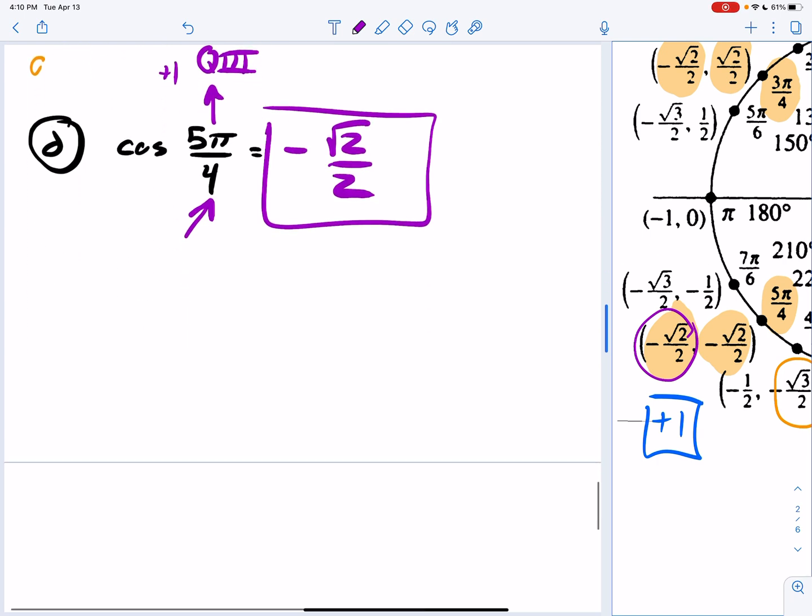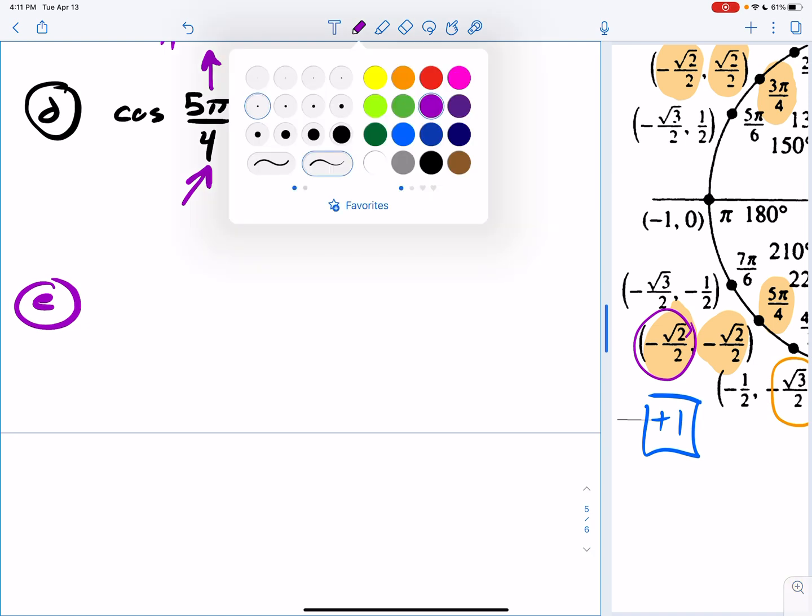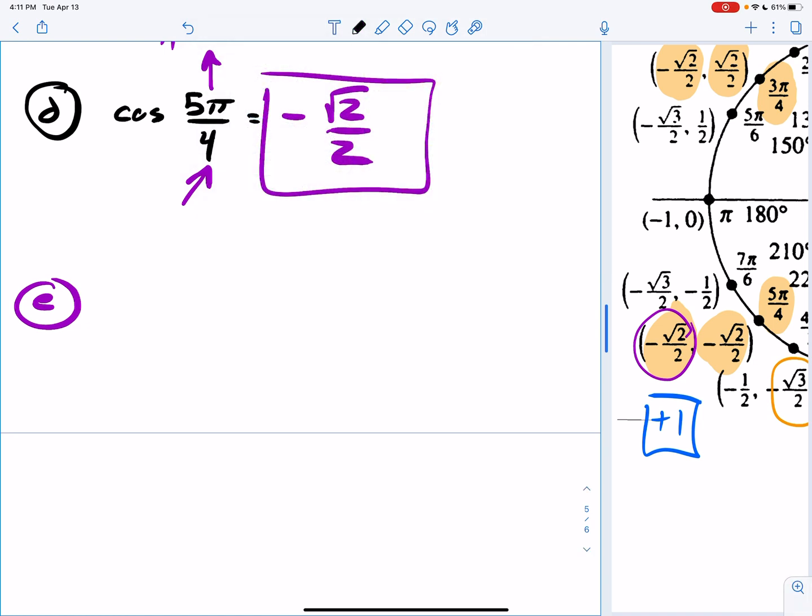Okay. Here's where it gets a little weird. Here's part E. You really got to think about this one here. Cosine of, let's do 5 pi over 6. Actually, you know what? Let's do 5 pi over 3. Yeah, 3 would be better. Press play when you think you have it or if you're stuck.